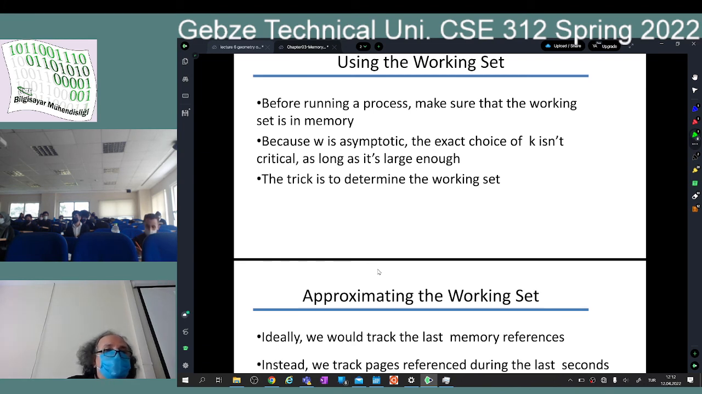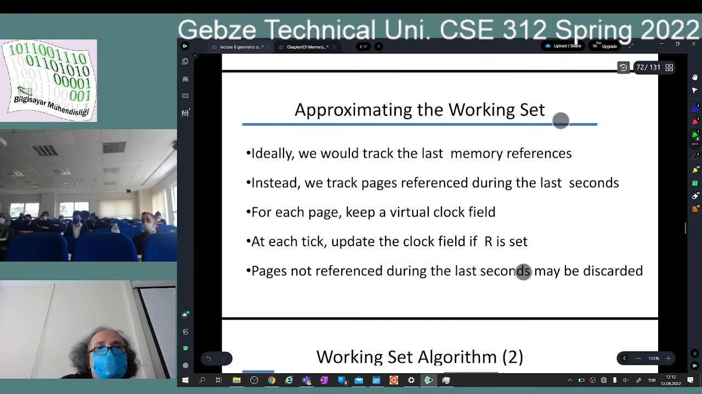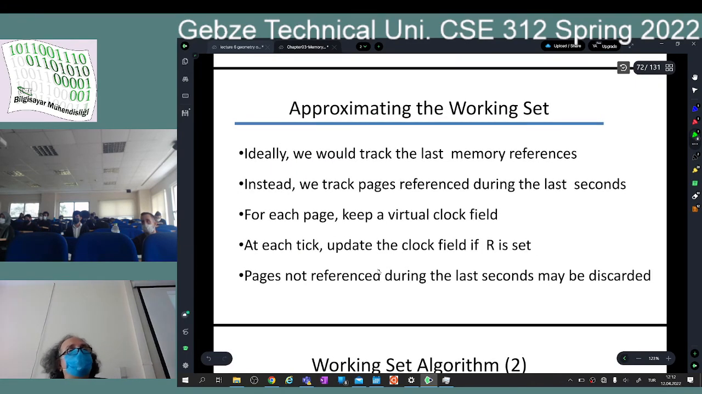So the trick is to determine the working set. Can I keep all that working set within this k in my memory? Again, we cannot measure the exact working set, so we are going to approximate it.